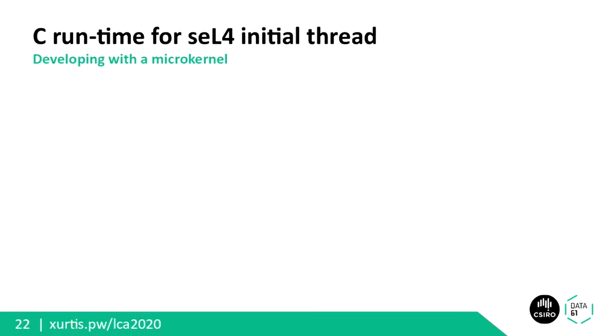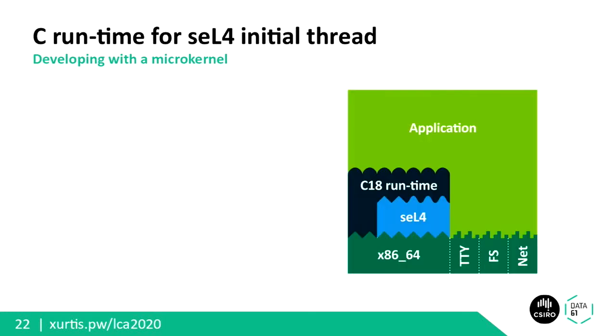So what is our C runtime for this initial thread on top of seL4 able to provide to us? What can we offload to this runtime so that we don't have to implement it in our application? In this case, seL4 is not abstracting over much hardware beyond what the platform specifies, the x86-64 platform. So we get process entry and exit. That's well defined for this initial thread.